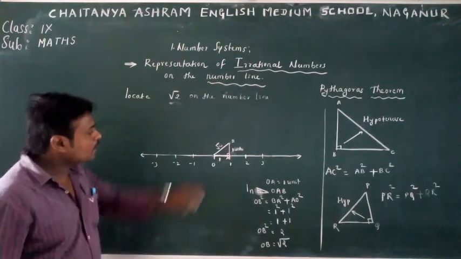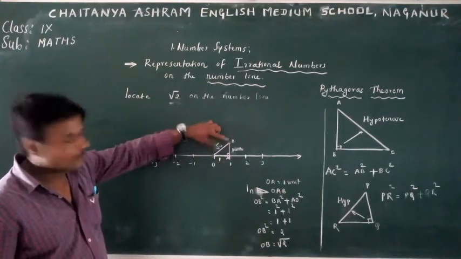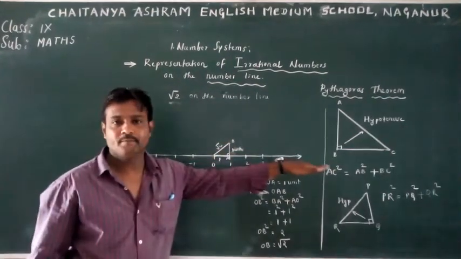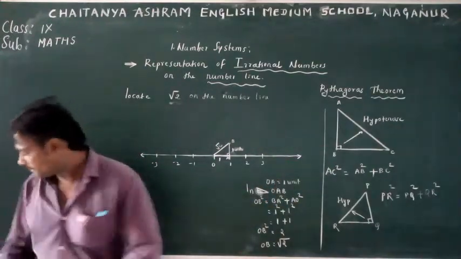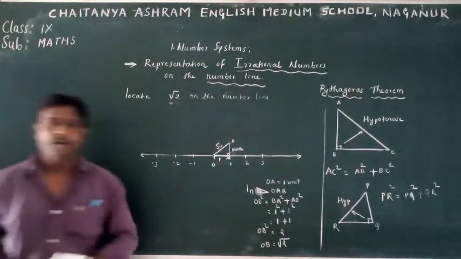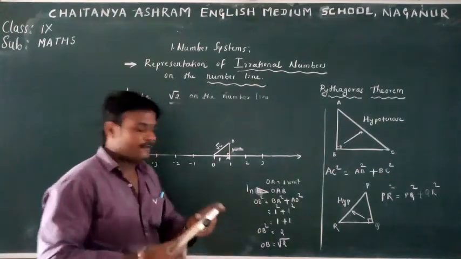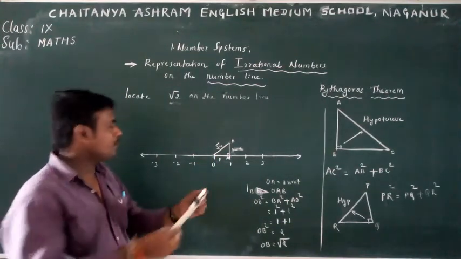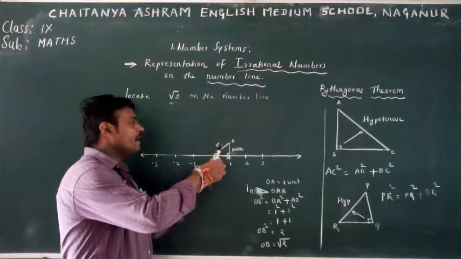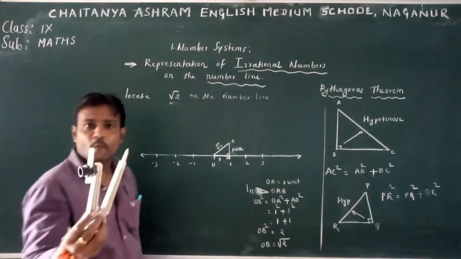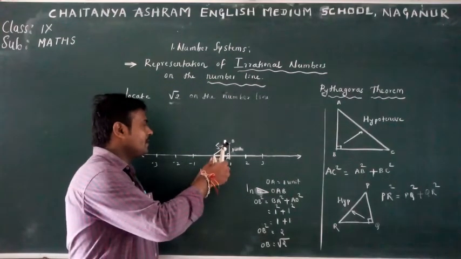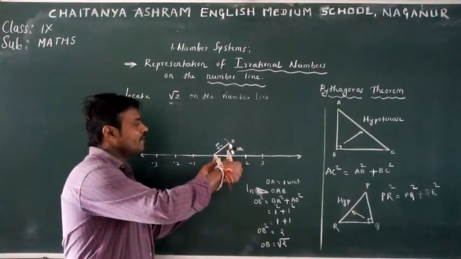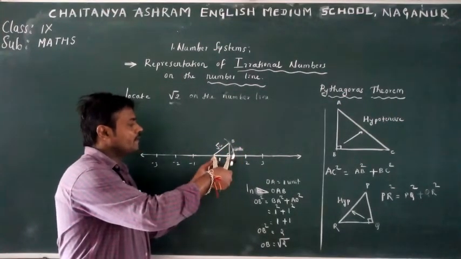Okay, this is the length, root 2. I have to represent this length on the number line. How? Use a compass. Take a compass. With O as the center, keep the tip of the compass on O, with OB as radius. Adjust the tip of the pencil on B. Draw a semi-arc such that it intersects the number line.